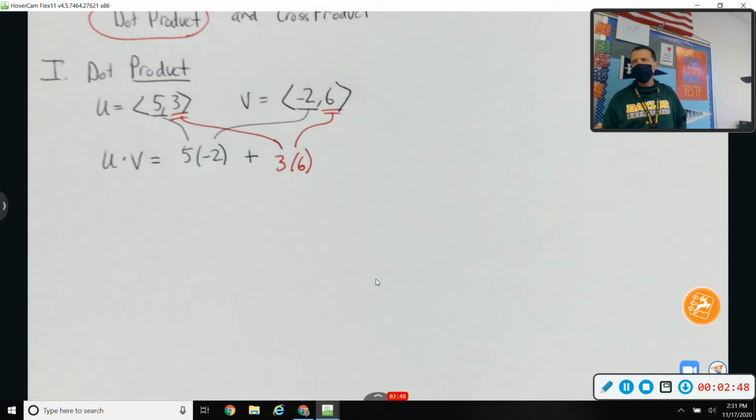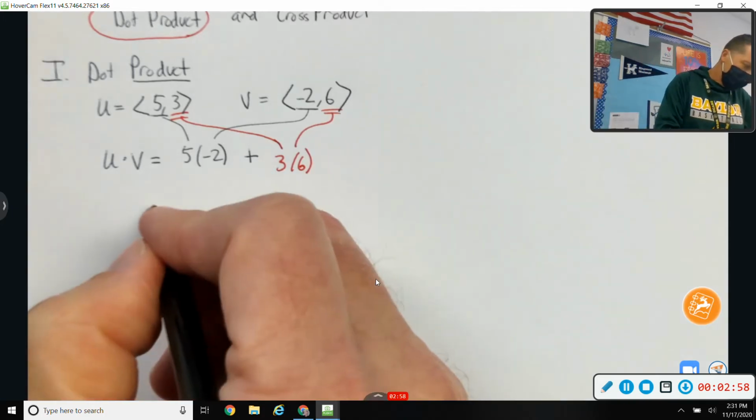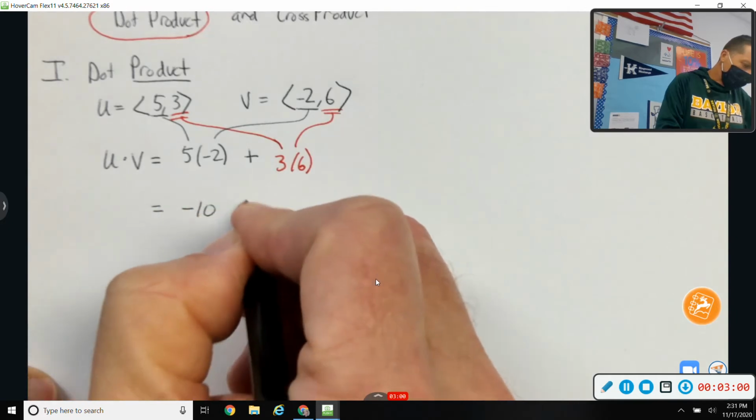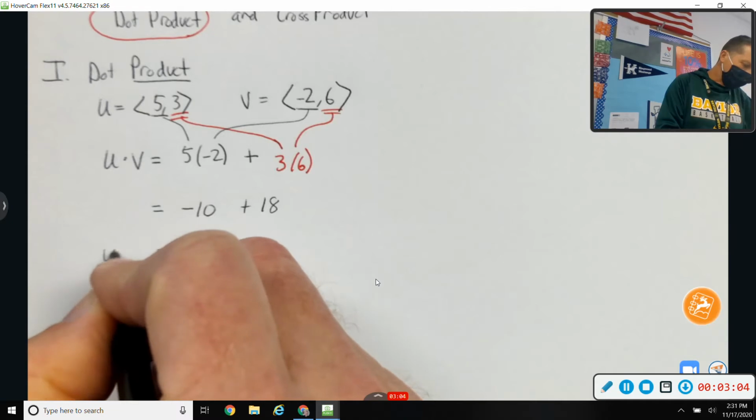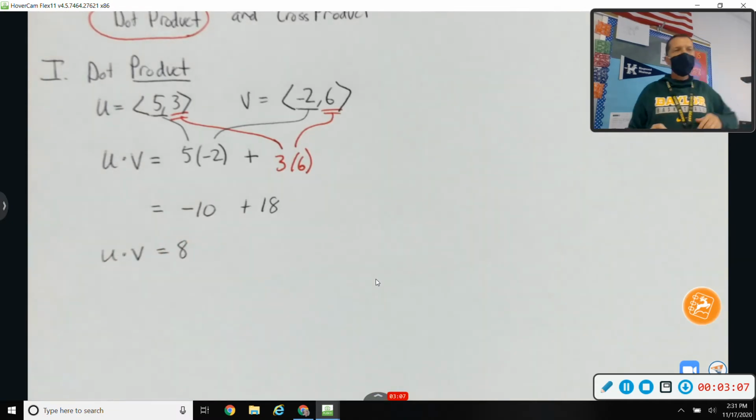So that's kind of the extra weird part about this. You're like, okay, multiply the x's, multiply the y's. That kind of makes sense because we're multiplying. But then we take both of those products and add them together. So negative 10 plus 18 equals 8. So the dot product of u and v is 8. Which may seem a little bit weird. We multiply 2 vectors and we end up with 1 number. So our answer is not a vector, it's just a number.